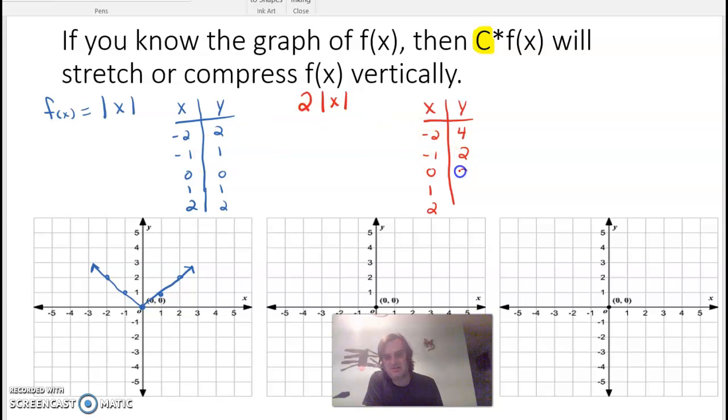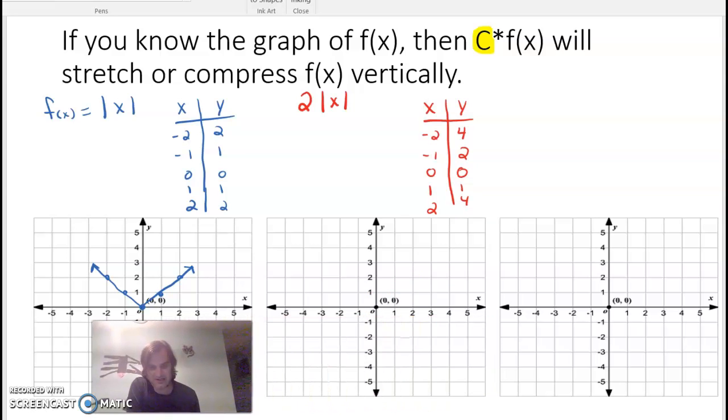So I can go down and calculate the rest of these, but I am really just doubling the output from the regular absolute value function. Well, let's see what it looks like. First of all, when I plug in 1, now I get 2. When I plug in 2, I get 4.